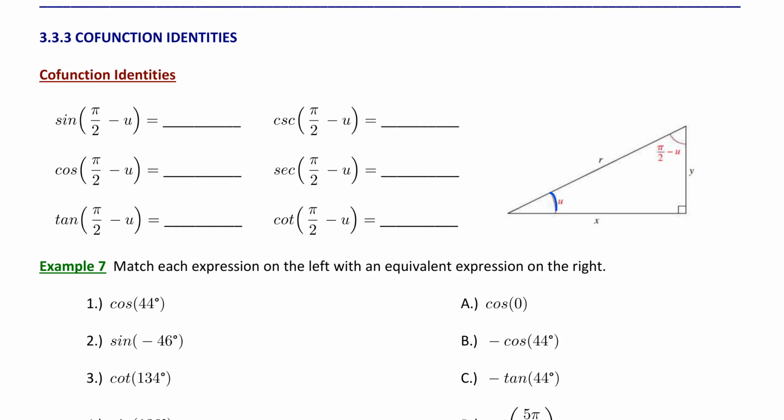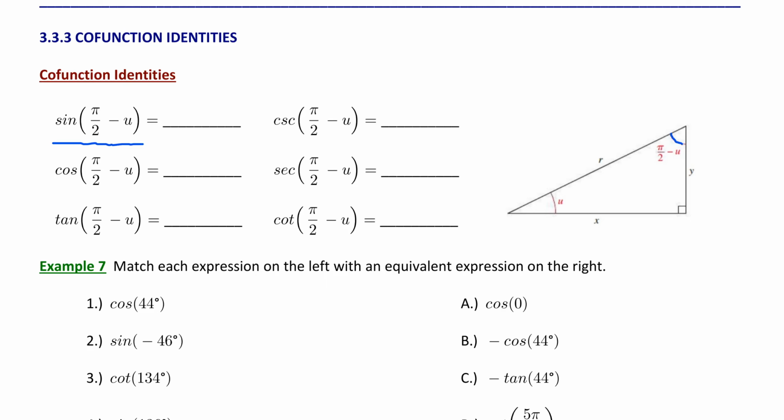Because the sum of the three angles in a triangle is 180 degrees, we could say that in radians, the sum of the three angles of the triangle is pi radians. So if we have angle U here, then this angle could be calculated as pi over 2 minus U. Using this triangle, we can visualize the ratio represented by sine of pi over 2 minus u.